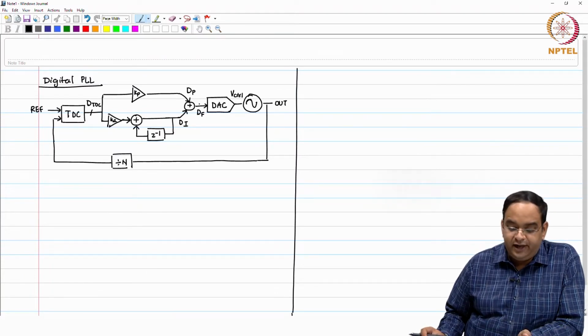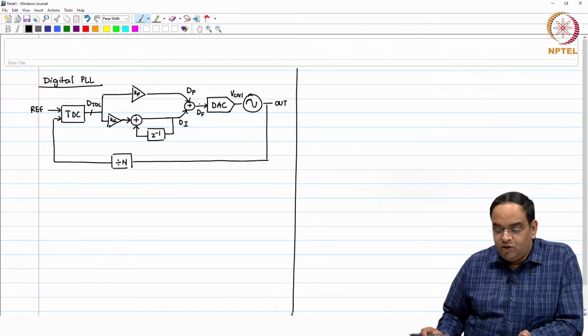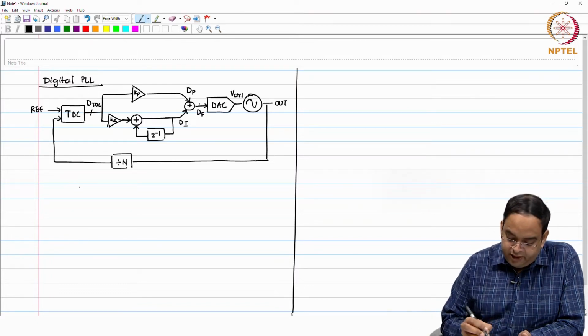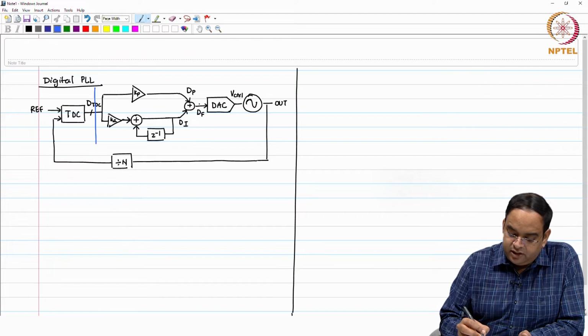We cannot change that. Similarly, the input of the TDC, which is the reference clock, and the TDC clock, are also voltage waveforms. By the way, I will just put everything here in one single block and call it as it is normally called, a digital loop filter.